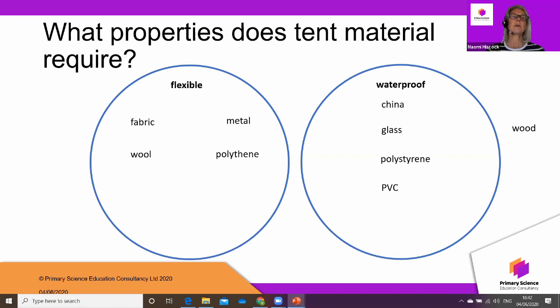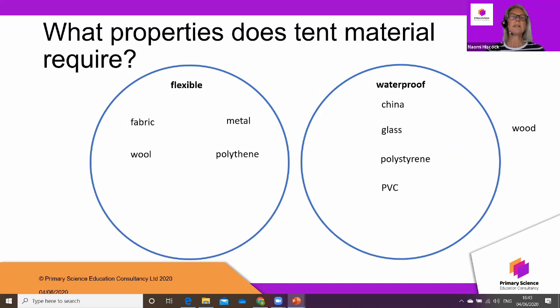You'll notice I've put metal as being flexible here because the material they have in front of them is actually tin foil. Wood doesn't fit into either circle, and that was the one the children didn't like. If they had it on Word, they'd sit on it or get rid of it because they didn't like it sitting outside the two circles. And that's why in Key Stage 1 I give them one hoop, so they're used to having words or objects outside the circles.